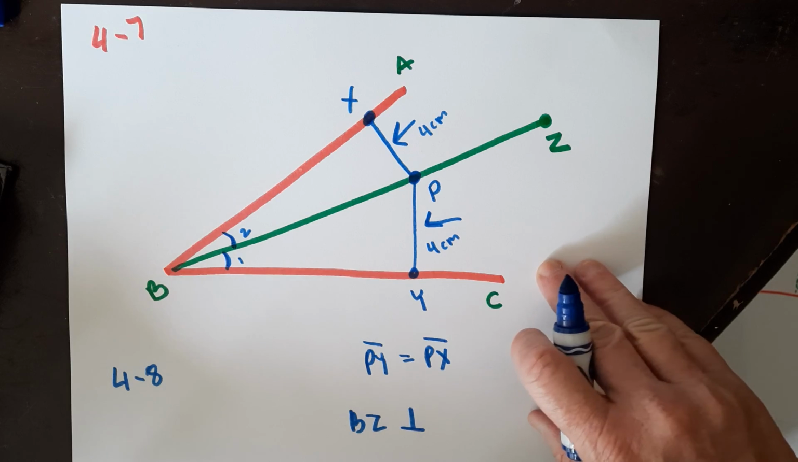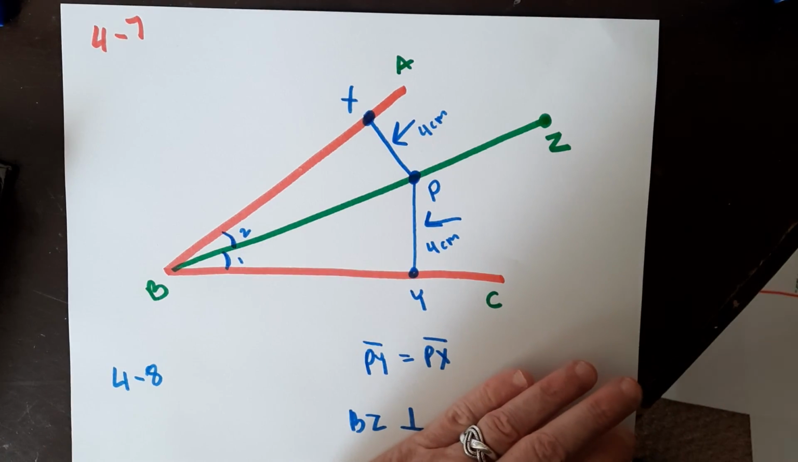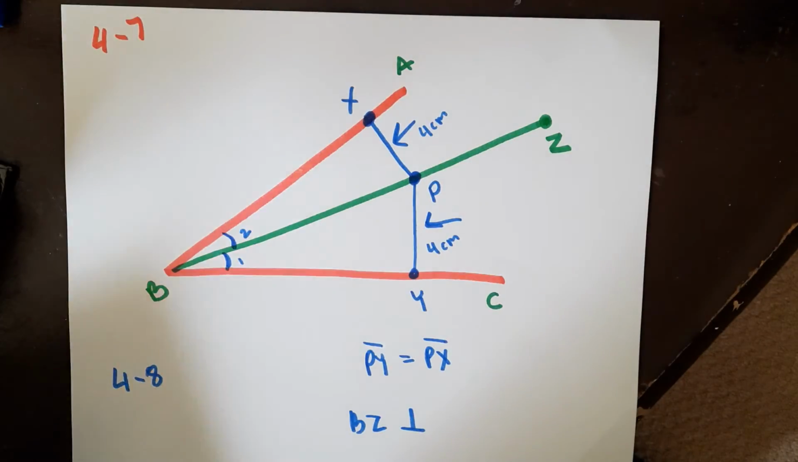So in chapter 4.7, you will use those 4 theorems in order to prove different things about the triangle.